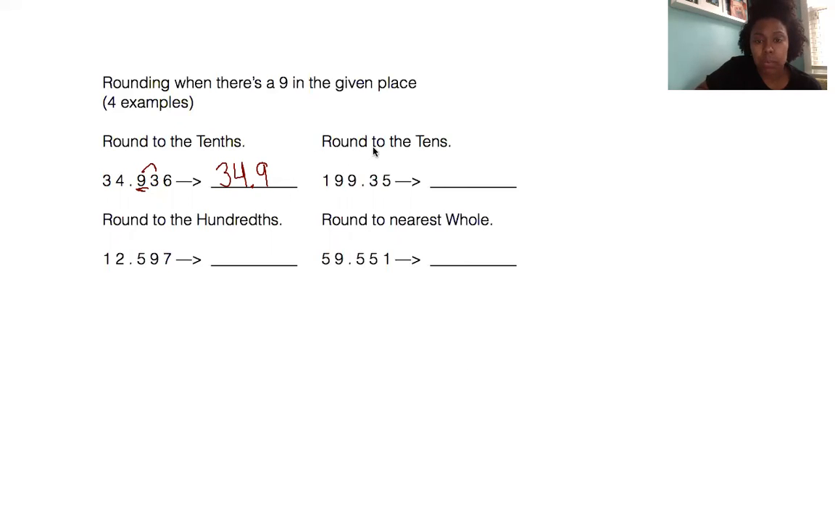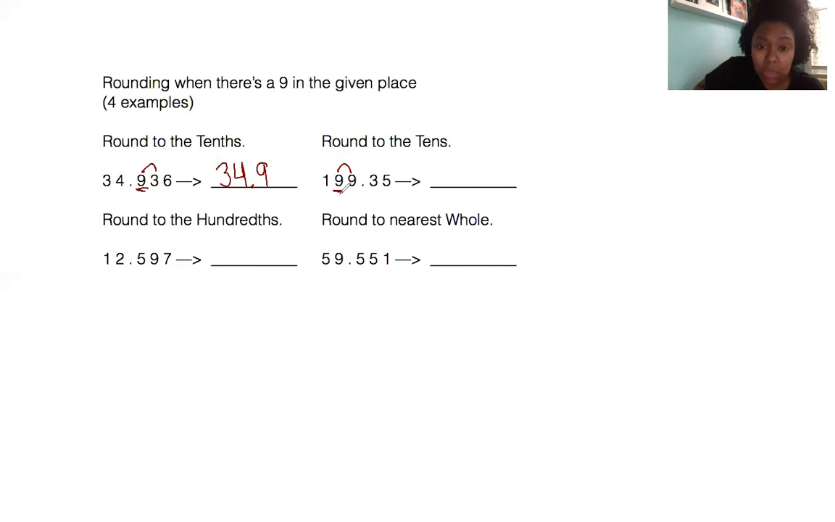Let's look at another one. Rounding to the tens place, we've got 199 and 35 hundredths. All right, so we're looking, and that 1 is in the hundreds place. That 9 is in the tens place. Okay, so we're looking at this 9. All right, and we're going to look next to it to see, is it a big number or a little number? Are we going to round up to the next? Are we going to round down and stay where we're at? So 9 is a big number. We are going to round up to the next place.